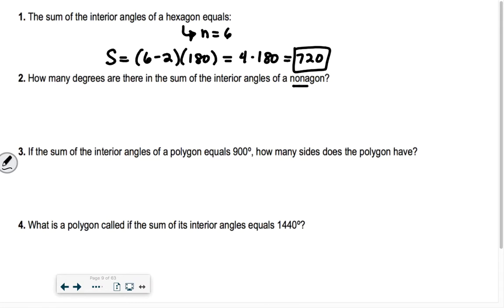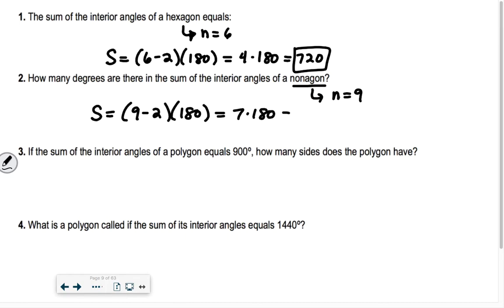What's a nonagon again? It's my favorite. 9 sides, right? So the sum would be 9 minus 2 times 180, which is 7 multiplied by 180, which is what? 900? Was it 900 even? I think it's bigger. 1260? Maybe you did 6 times 180. Oh no, 5 times 180? I don't know. Alright, 5 times 180 would be 900.